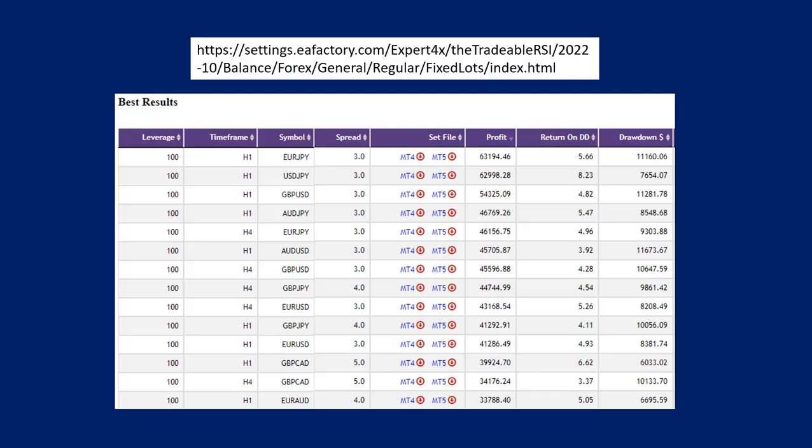So if you look down this list, you'd obviously always select the ones with the highest return on drawdown percentage, because that will give you the lowest risk. And that's what's so fantastic about this particular EA. It has fantastic return on drawdown statistics.